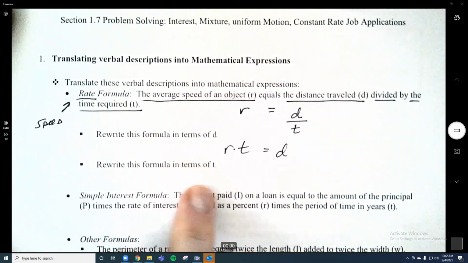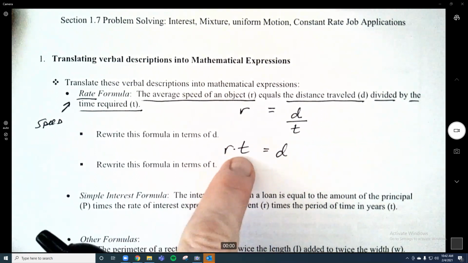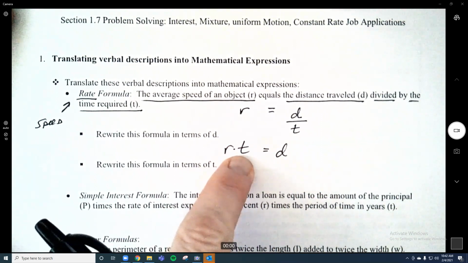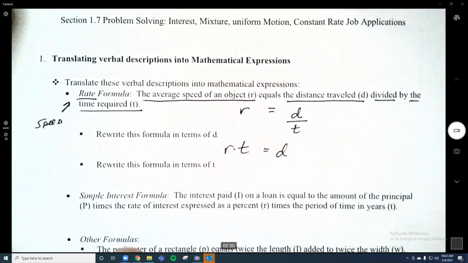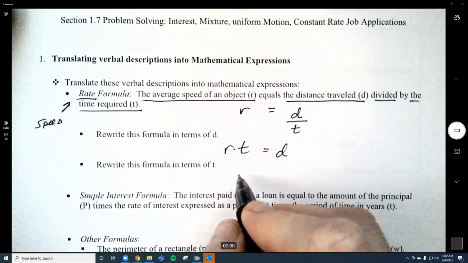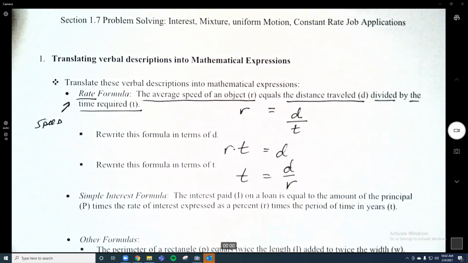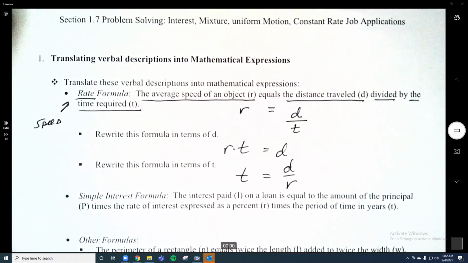If we wanted to rewrite this formula in terms of T instead, all we would have to do to get T all alone on one side of the equation is to divide both sides by R. So let's divide both sides by R, and we get T equals distance divided by rate. So it's the same formula written three different ways, depending on the item that is unknown in your problem. Let's look at a different example.